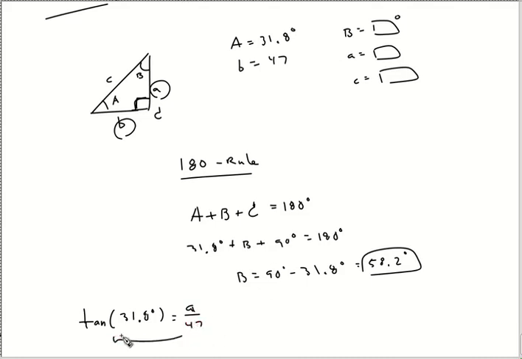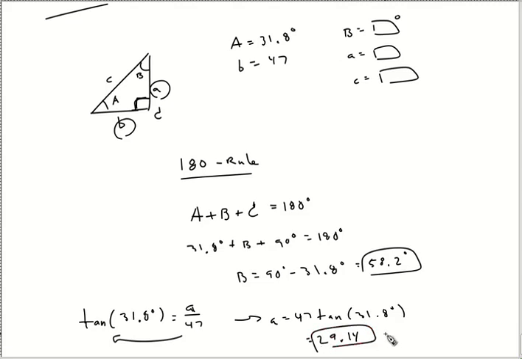Solve for A. I'm going to move that over. So A is equal to 47 tangent of 31.8. Calculator. And I got 29.14.